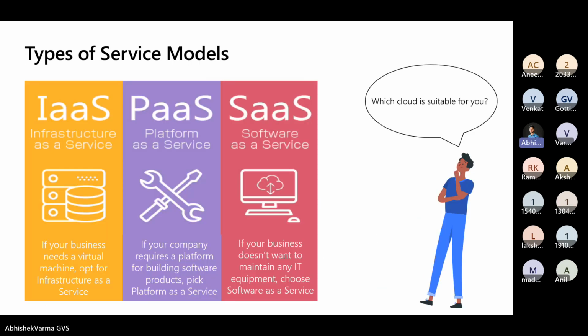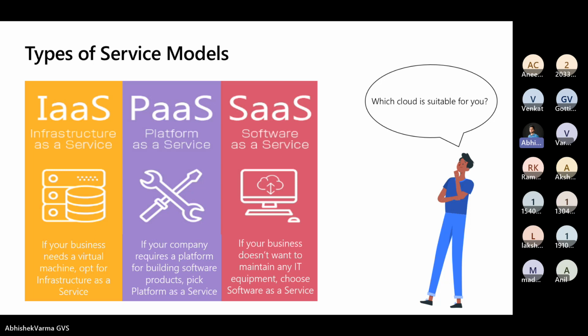Infrastructure: the types of service models are infrastructure as a service, platform as a service, and software as a service. If your business needs a virtual machine, opt for infrastructure as a service. If your company requires a platform for building software products, pick a platform as a service. If your business does not want to maintain any IT equipment, choose software as a service. For example, software as a service includes your simple mail IDs.